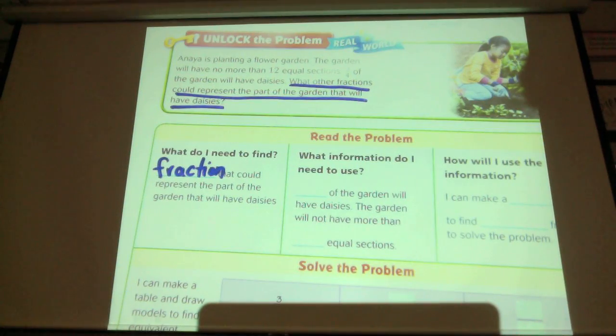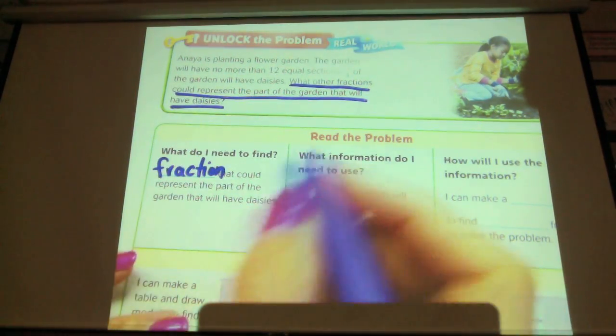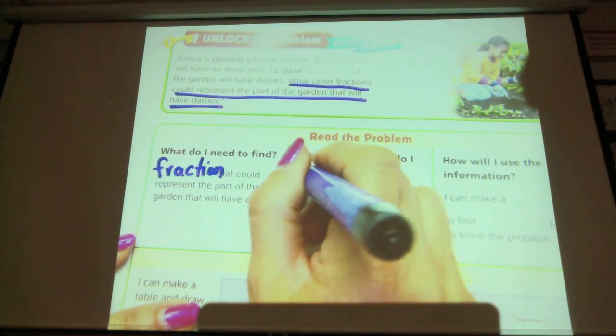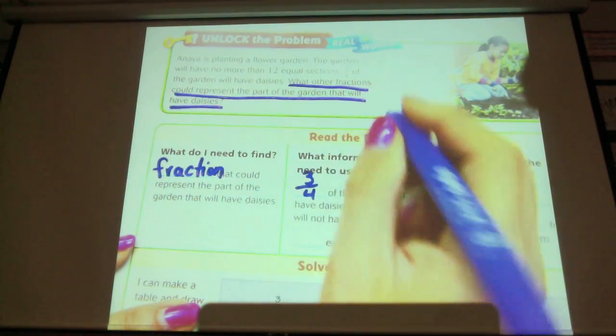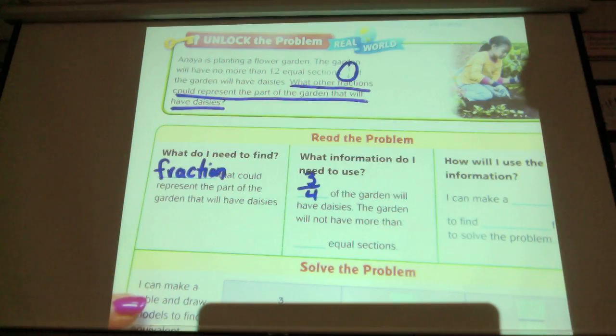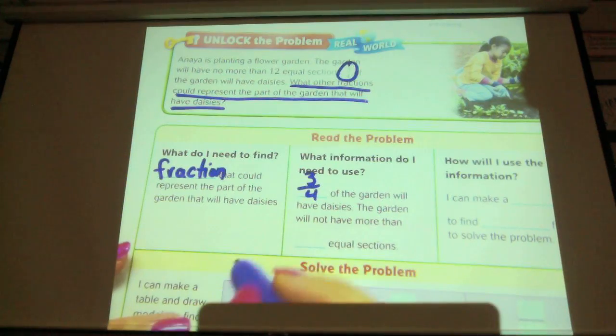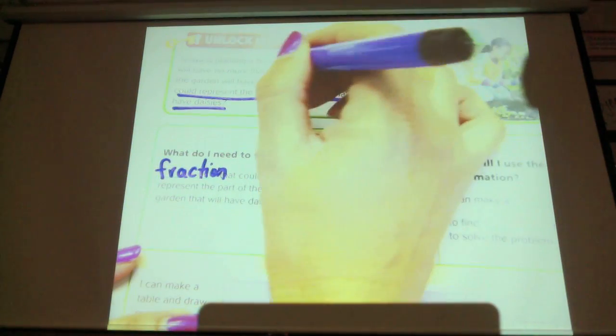What information do I need to use? It says blank of the garden will have daisies. What fraction will have daisies, class? 3/4. It tells me right here. The garden will not have more than how many equal sections? 12. It tells me that right here.